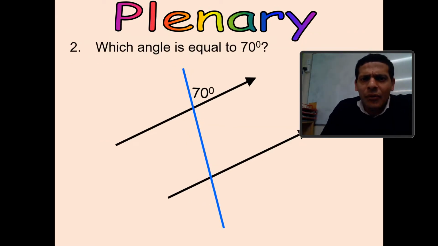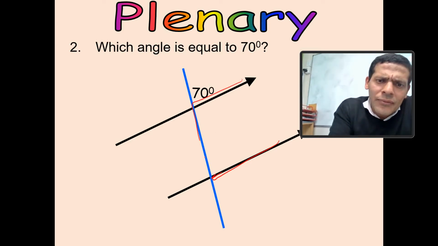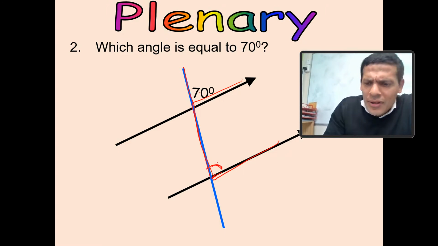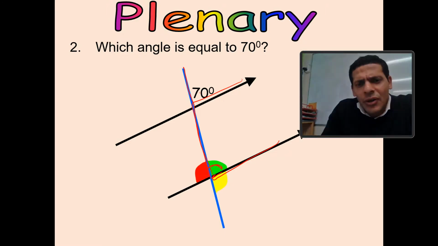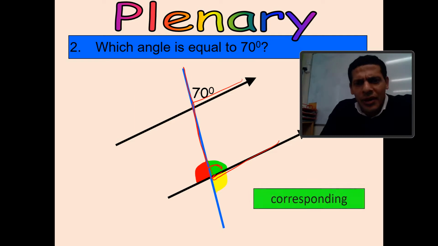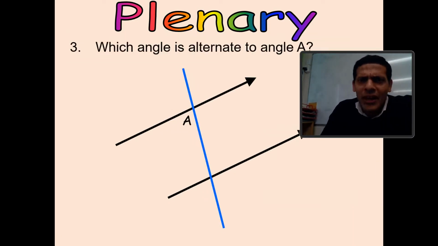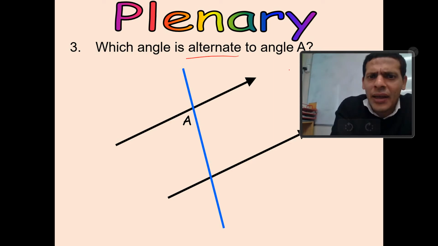Which angle is equal to 70? What letter can we get? We can get here the F letter. So 70 here equals this angle 70. So if we look at here, which color equals 70 degrees? Yes, the green one. That's right. Why? Because they make an F letter. We name it corresponding, the green one. Very good. Move on.